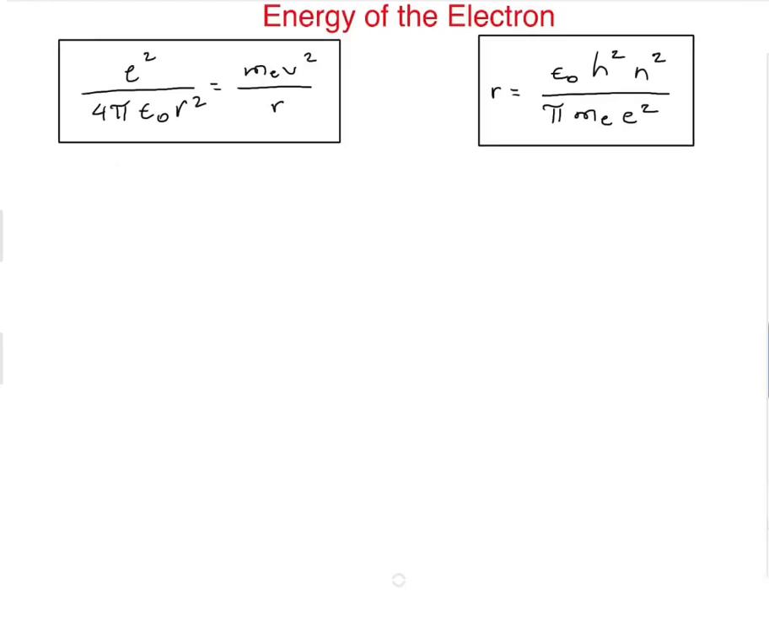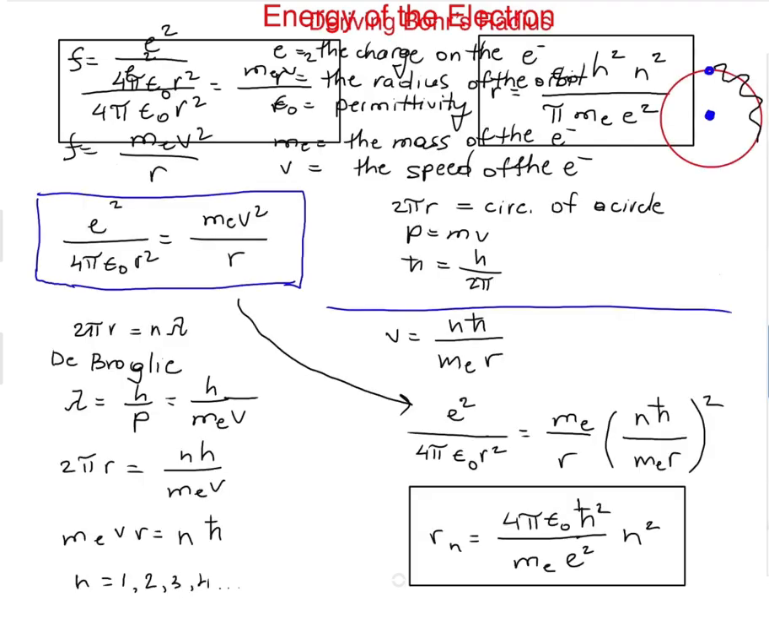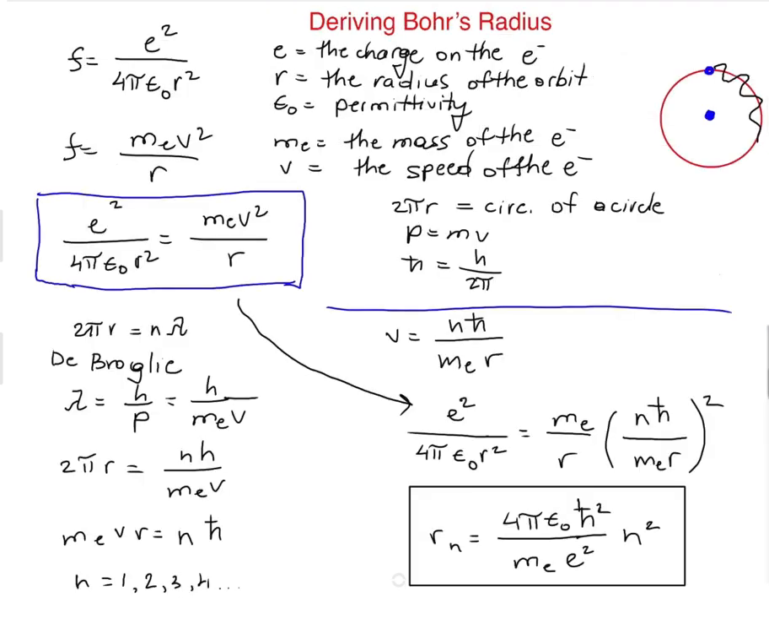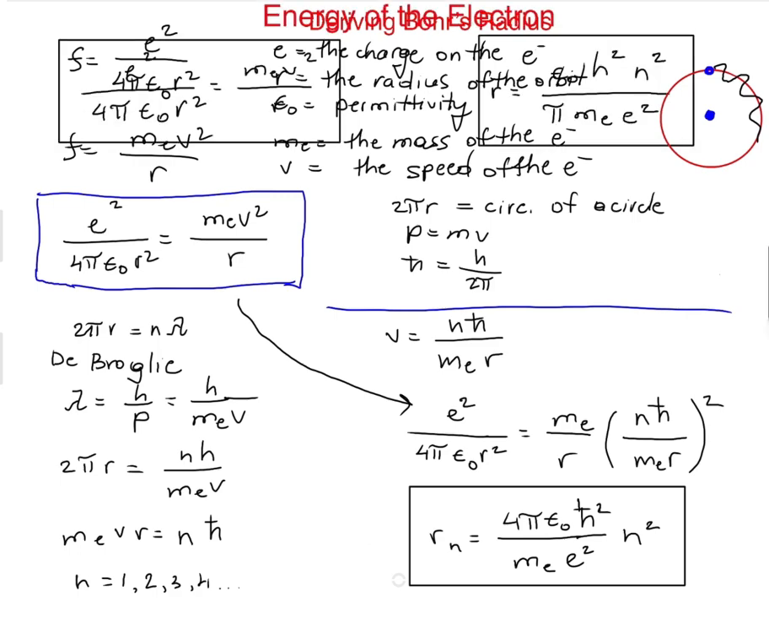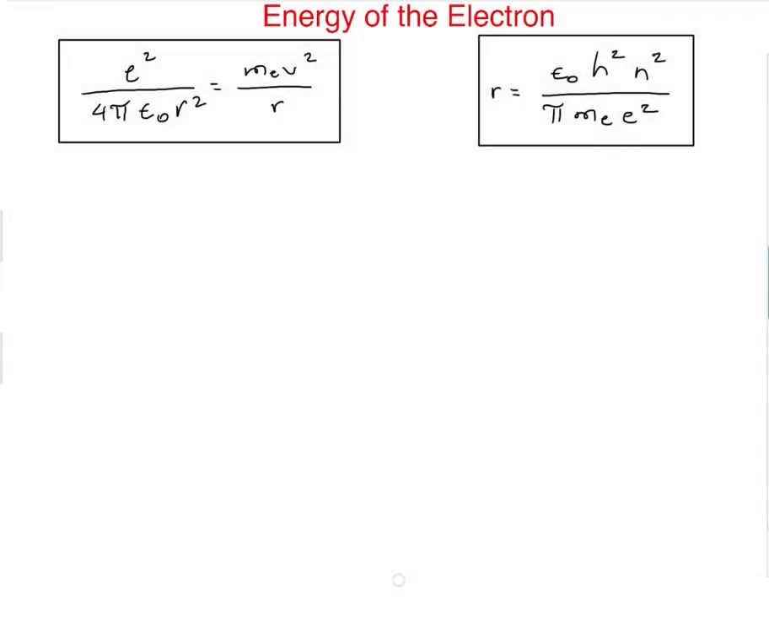So in this video, in this session, I am going to explain how to derive the energy of the electron. In my previous video, I derived the radius of the orbits, and I used a force equation to do that. The two forces holding the electron around the nucleus are the Coulombic force and the centripetal force. I used these two formulas to derive the energy of the electron.